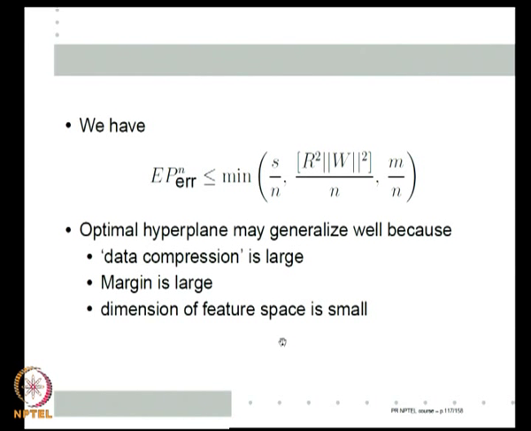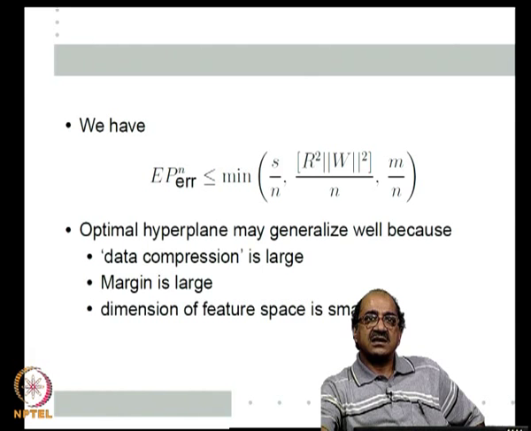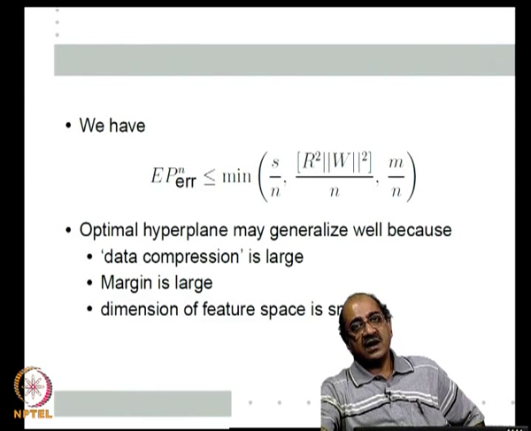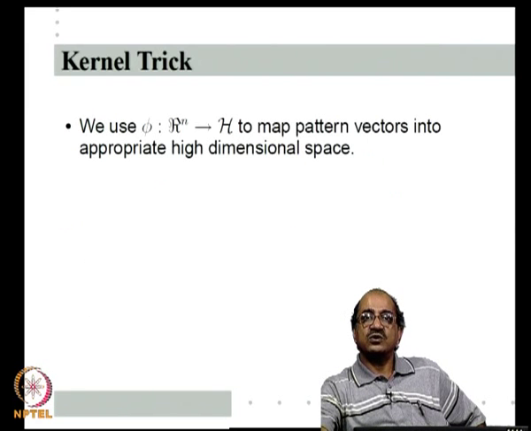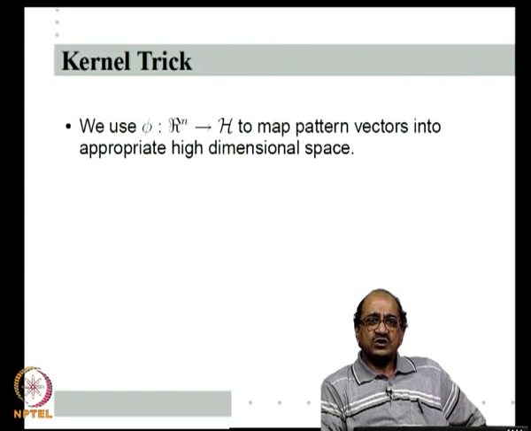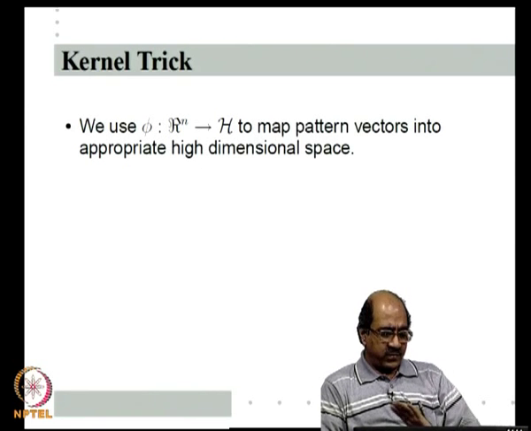So, both in terms of computational cost and in terms of generalization abilities, posing the problem as one of learning optimal hyperplane, solving it in the dual and kernelizing the inner product, gave us a very, very elegant solution. Okay. So, let us sum up the kernel trick.